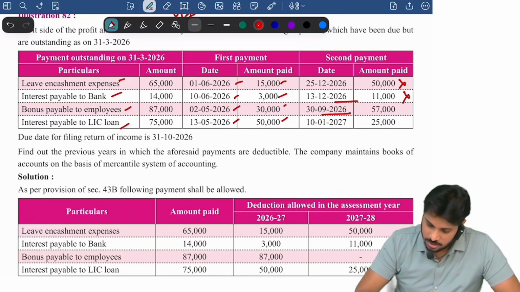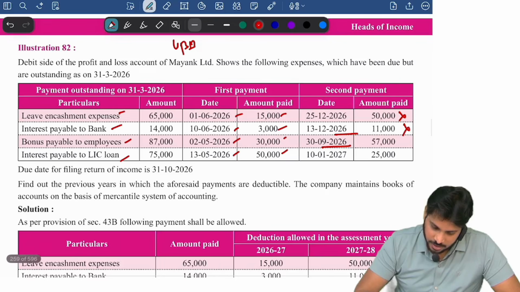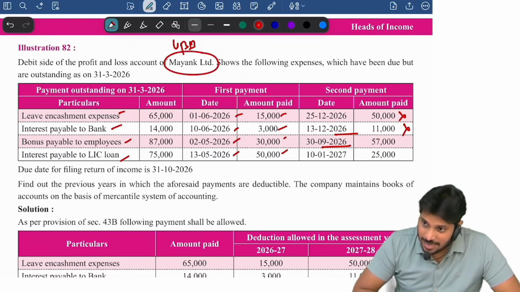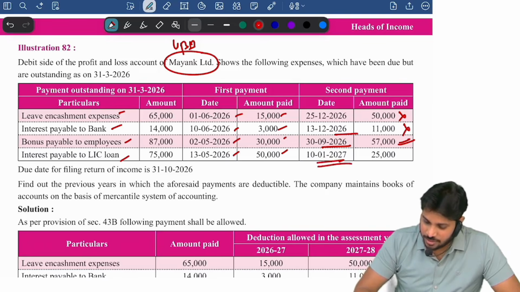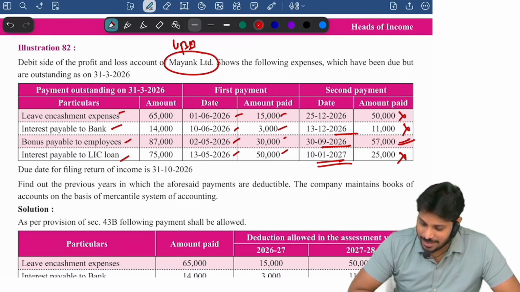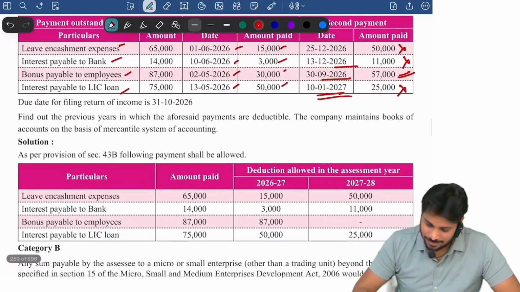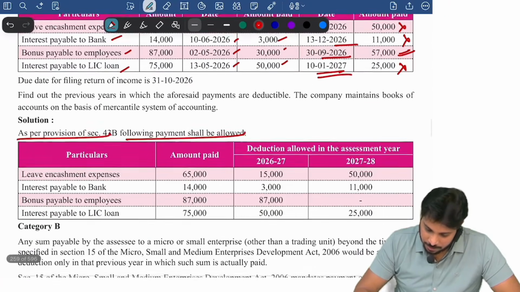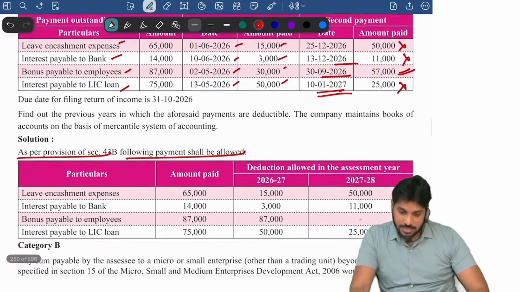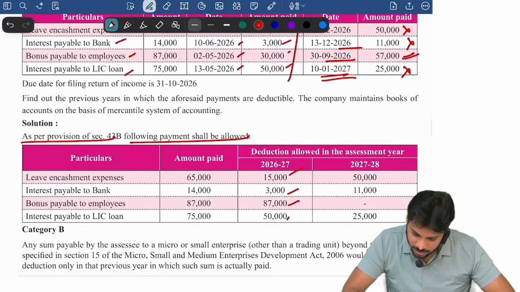By the way, what is this company? A limited company liable for audit. The due date is 31st October. This is within the due date, allowed. This is after the due date, not allowed. Am I right? So what is not allowed? The following payments as per 43B shall be allowed. What is allowed in the current year? All the four allowed. Yes or no?